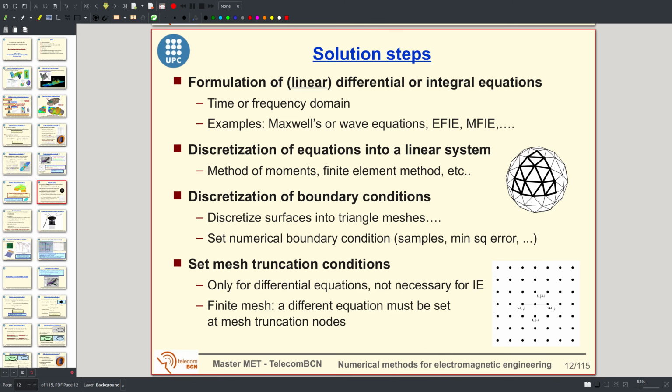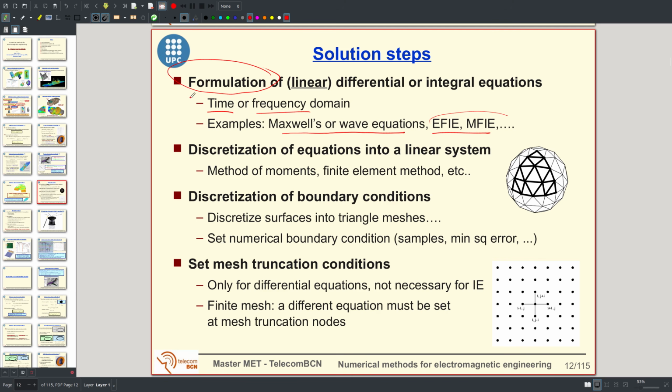So, to summarize, what are the solution steps? Well, first, as I said before, you have to do a formulation of the problem that you have to solve. It can be in time domain or in frequency domain, or it can be differential equations, or it can be integral equations. But you start with some formulation of the differential or integral equation. It must be, of course, a linear operator.